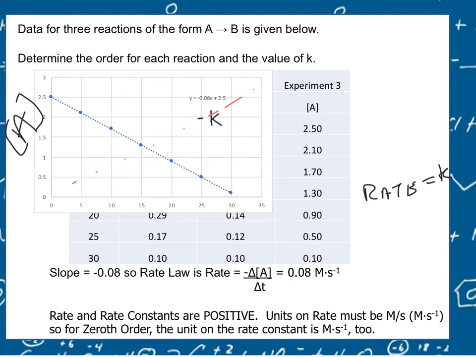The other thing to take note on this, because the AP exam loves to ask you about units: the units on rate has to be moles per unit time, in this case seconds. So that means the rate constant must have units of moles per second too.